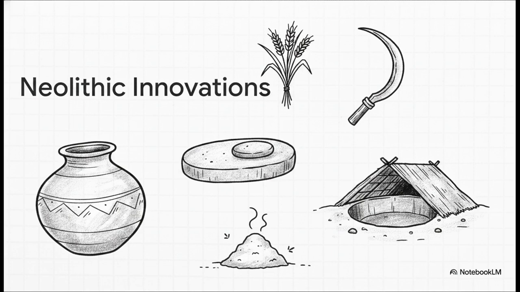Because humans were now farming, they faced a totally new challenge. You can't exactly farm a wheat field with a hunting spear. They had to invent entirely new tech. So they created ground and polished tools, like sickles and heavy grinding stones. They even invented pottery just to store all that extra agricultural surplus.